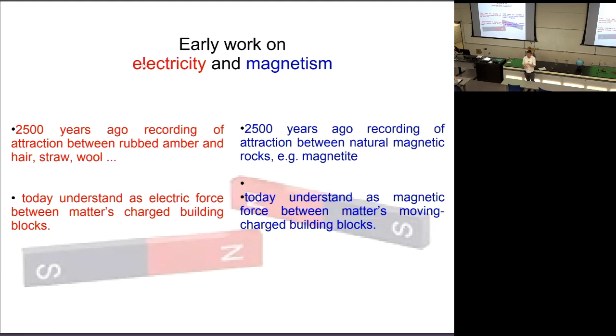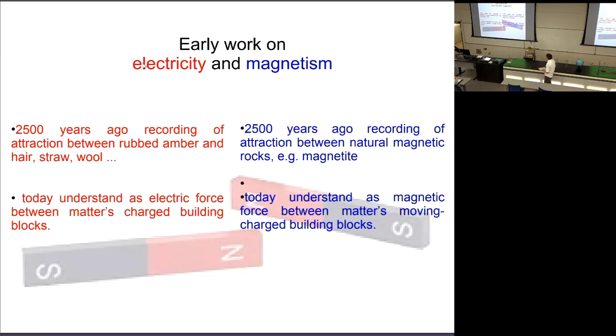The ancient Greeks also discovered and documented that there were certain types of rocks, certain types of natural materials, a famous one is magnetite, certain types of rocks that would attract one another. Magnetite would attract other magnetite rocks. Magnetite would attract things like metals, like iron. And that was the beginning of magnetism.